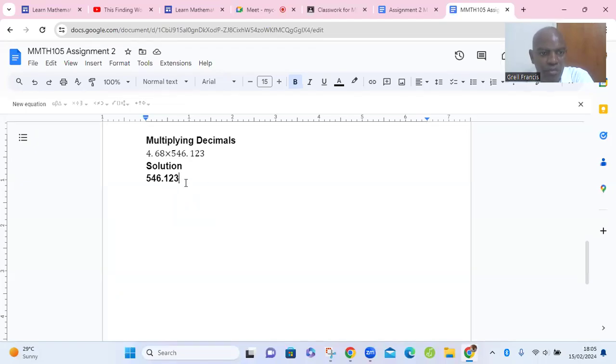Here we are going to demonstrate the multiplication of decimals. And here we are going to demonstrate how to multiply 4.68 to 546.123. So we can put the 546.123 on top because it is the bigger number, and put the multiplication of 4.68 below.